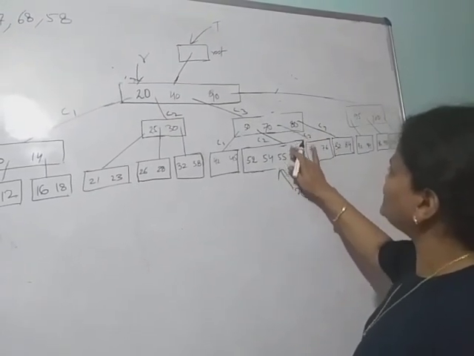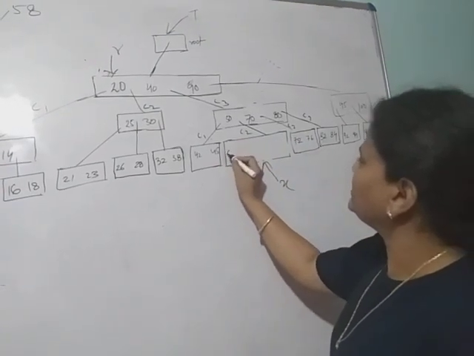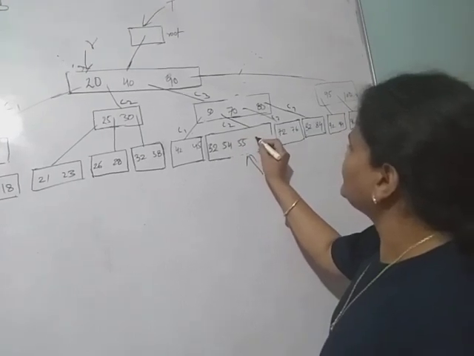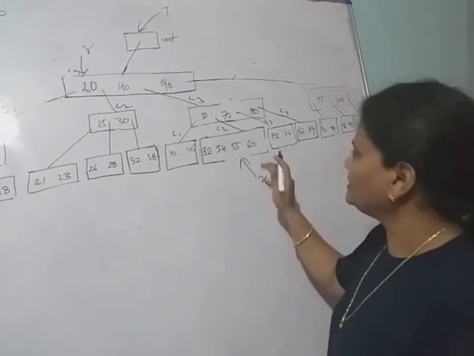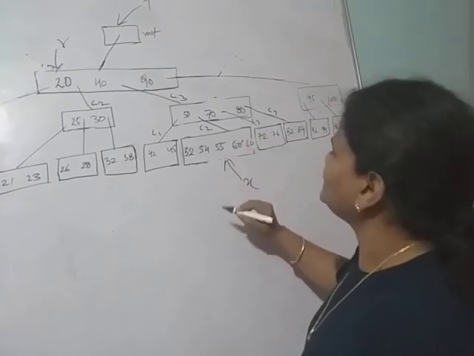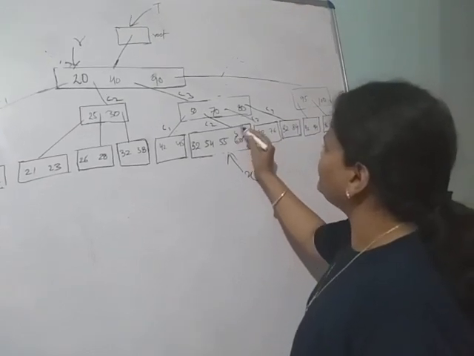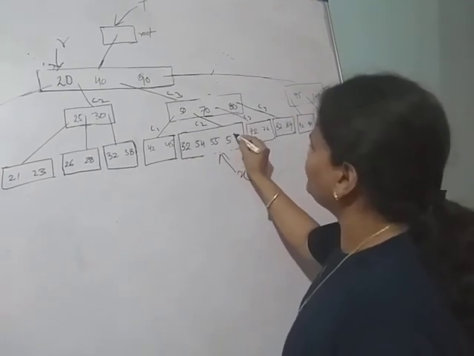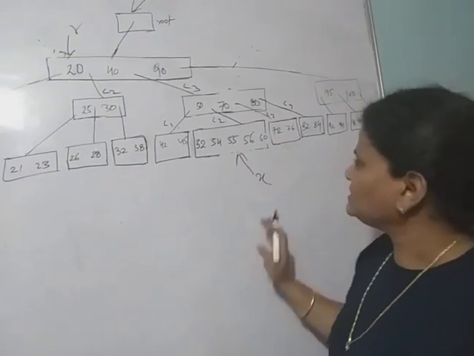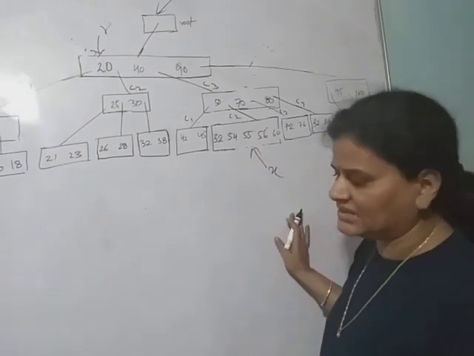So 52, 54, 55 and 60. Here the 60 is to be shifted here, and this is the proper place for 55. So here 56 will be inserted here. Okay, so now this is the insertion. So 56 is inserted here.